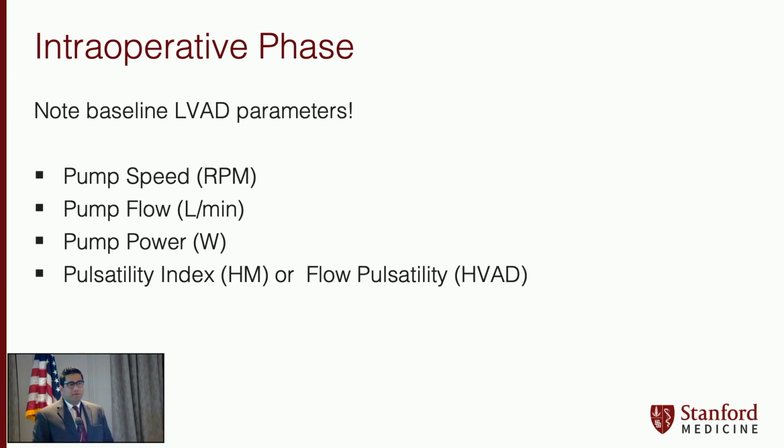So you move on to the intraoperative phase, you move into the operating room, and you want to note some of your baseline LVAD parameters, and these we'll talk about in detail. First, there's pump speed measured in RPMs. There's pump flow in liters per minute, pump power in watts, and the pulsatility index for HeartMate patients. This is also known as flow pulsatility in HVAD patients.